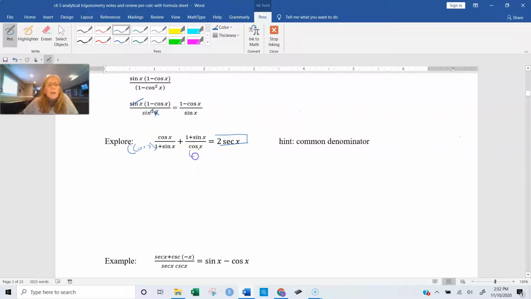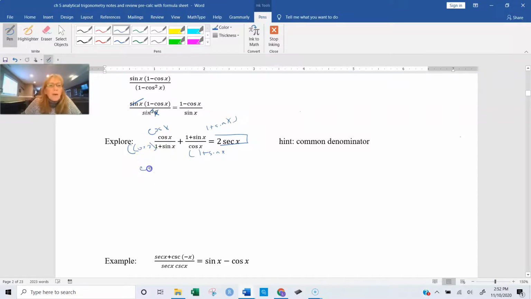This one needs 1 plus the sine of x to get a common denominator. And we'll do that on the top too, and the cosine of x up here. All right, when we do that, we are going to get the cosine squared of x on the numerator. Let's see if we got that.